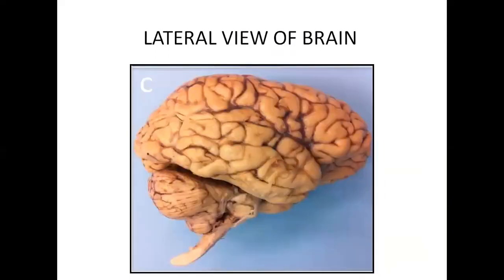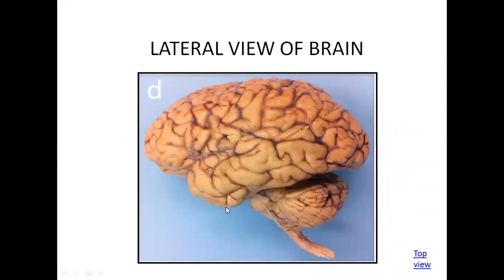Now this is how the brain looks from the lateral side. This brain stem is also here, which forms the connection with the spinal cord. This is another view of the lateral side of the brain.